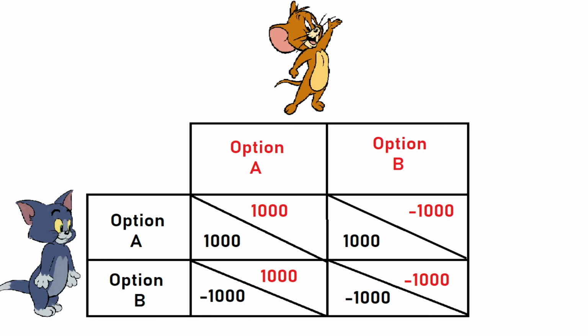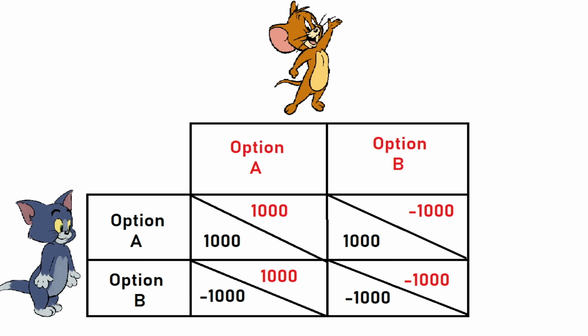So imagine a situation between Tom and Jerry. In this simple game, both players can choose either option A to receive 1000 rupees or option B to lose 1000 rupees. The color black represents Tom and the color red represents Jerry. If Tom chooses option A, it doesn't matter if Jerry chooses option A or option B, Tom will get 1000 rupees either way. The same applies to Jerry as well.